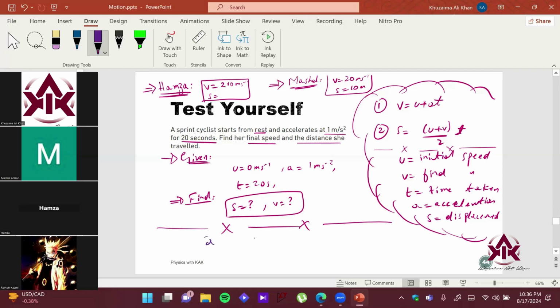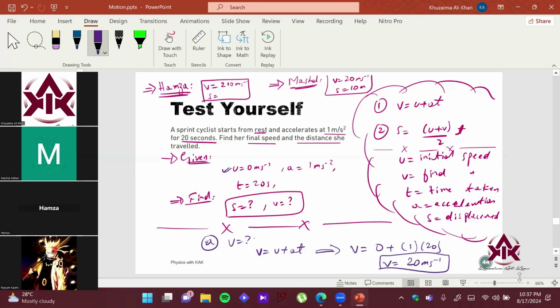Let's first of all find the final speed, right? The speed formula you directly know, it's v equals u plus at, right? So everything is written over here, I listed out all the data. Just put in the values. So v equals 0 plus acceleration is 1, time is 20. So it's going to be basically 20 meters per second. OK, so your final speed is 20 meters per second. Hamza, what did you do?